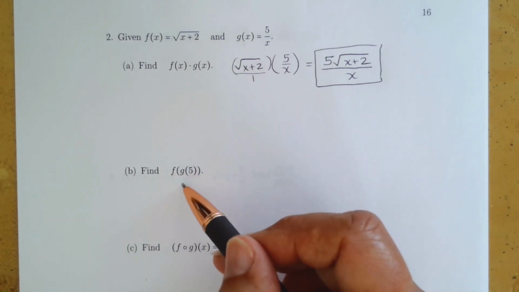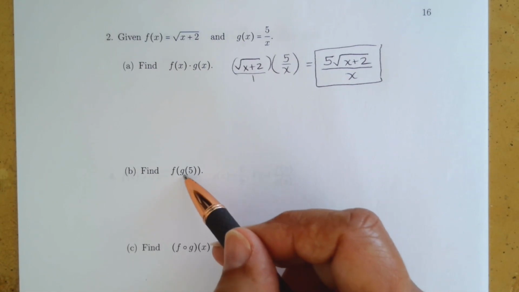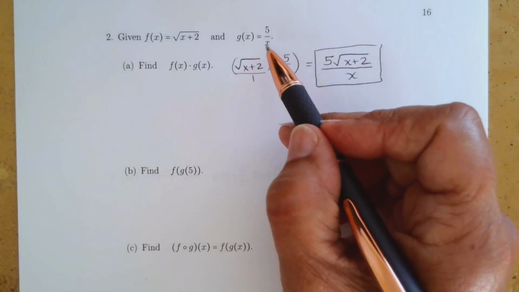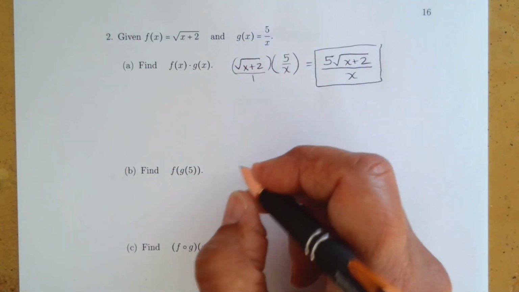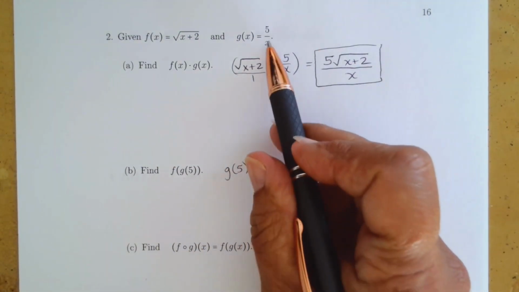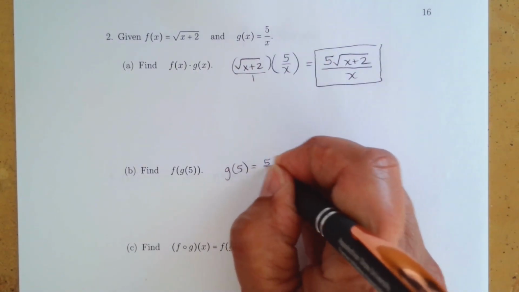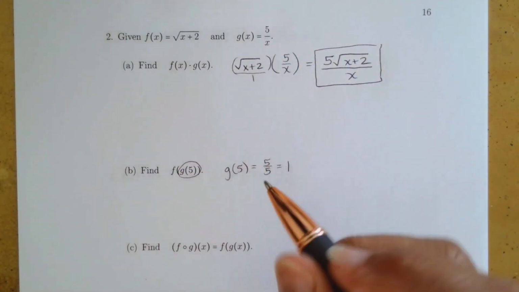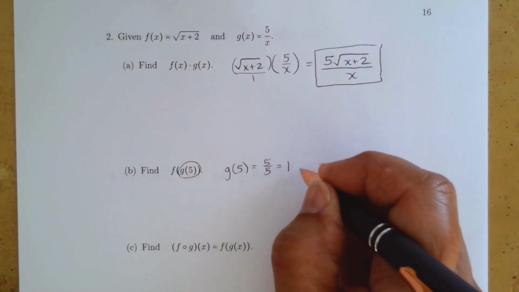So we did this in the last section. How do you find g of 5? Well, you're going to plug 5 in for x into function g. So if you found g of 5, you would put 5 right there, 5 over 5, which is 1. Okay? All right, so we first find g of 5. We got it to be 1.